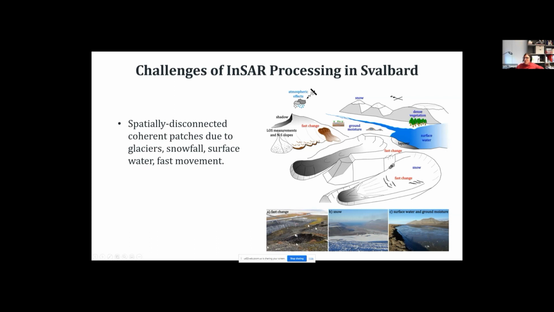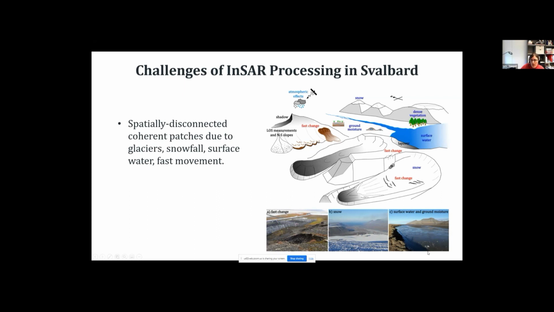And if it's too fast or changing too suddenly, we lose the stability of the interferometric signal, and we cannot retrieve information, basically. Another big challenge in cold climate regions is the snow. So when there is snowfall, especially when the snow is wet, we also lose stability of the interferometric signal.